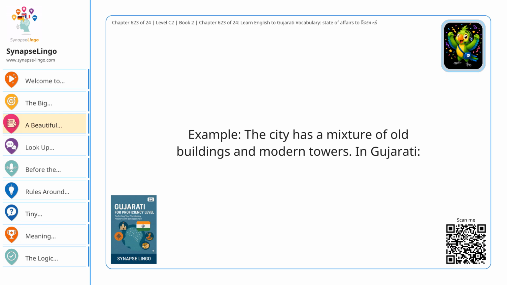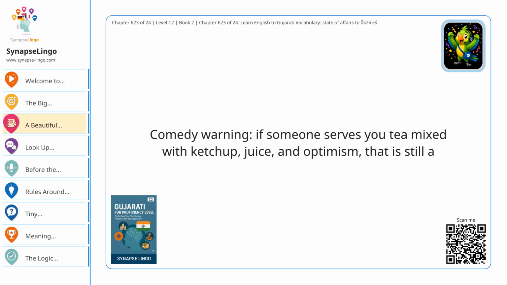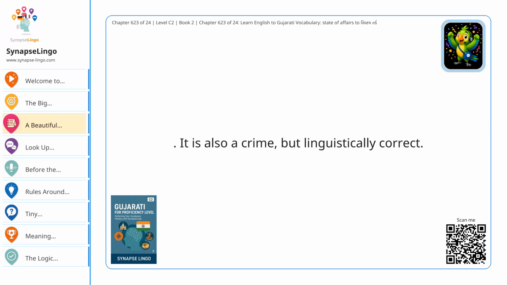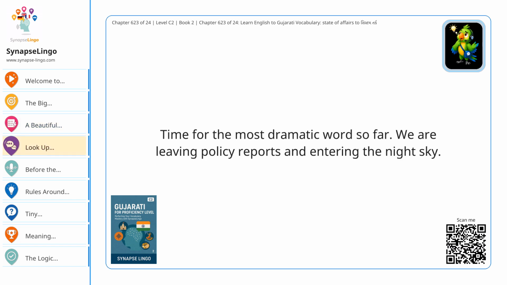Example. The city has a mixture of old buildings and modern towers. In Gujarati. આ શહેરમાં જૂની ઇમારતો અને આધુનિક મકાનોનું મિશ્રણ છે. Comedy warning. If someone serves you tea mixed with ketchup, juice, and optimism, that is still a મિશ્રણ. It is also a crime, but linguistically correct. Think of મિશ્રણ whenever different things blend into one whole.